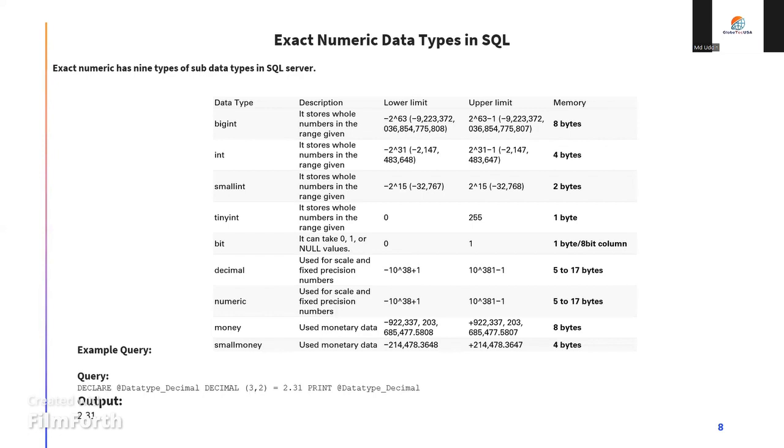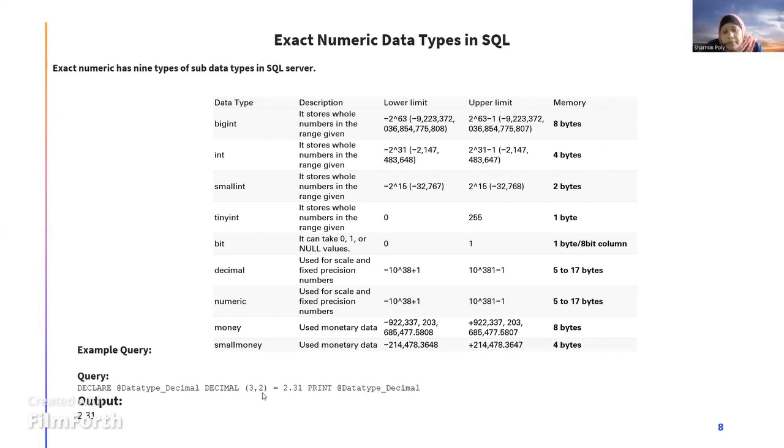The 2 means my decimal part will have 2 digits. So I have to put .31. I cannot put 23.1. When we define 3,2, we can't write something like 10.331, because the first number defines the total length of the digits you are defining, and then the 2 tells what the decimal places will be.